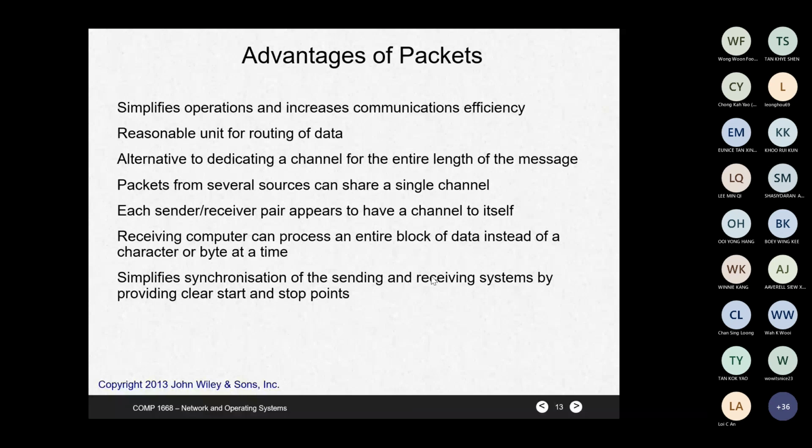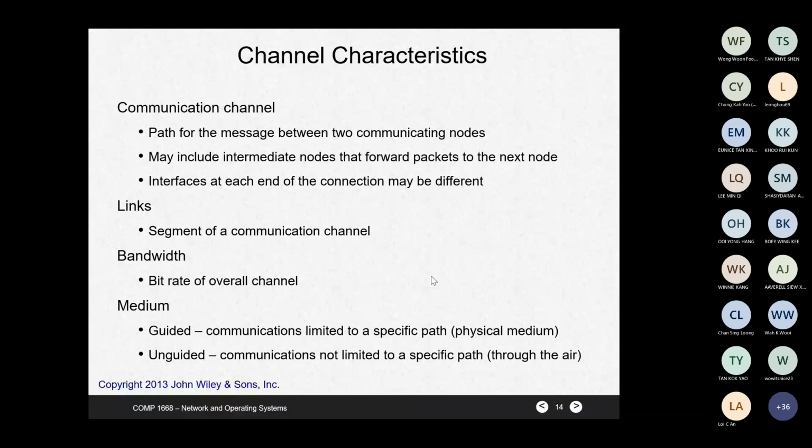Channel characteristic, communication channel: what are the channel, what is link, bandwidth, medium, guided, unguided, UTP or STP. So all these are very basic. I hope you do some revision and take a look at all your old notes if you have forgotten.